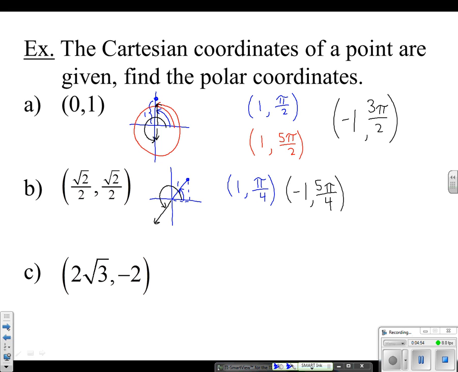And let's see, 2 radical 3 comma -2. That would be positive x and negative y, so down here somewhere. X is 2 radical 3. Y is -2. If we perform the Pythagorean theorem, we would find that the hypotenuse here is 4, so my radius is 4.